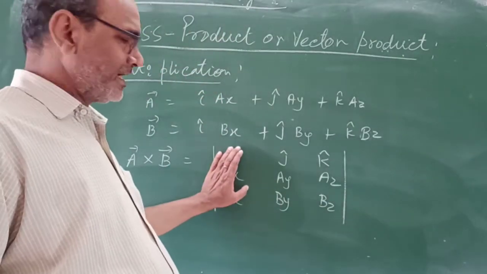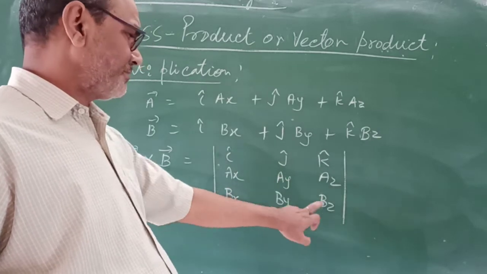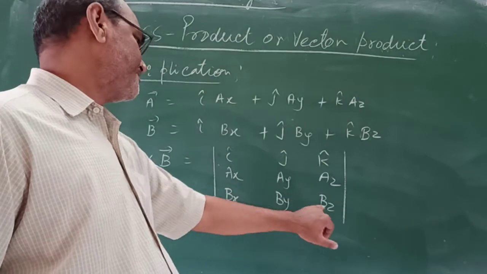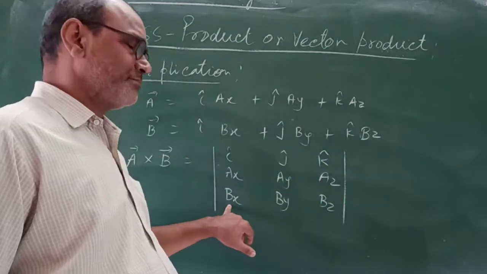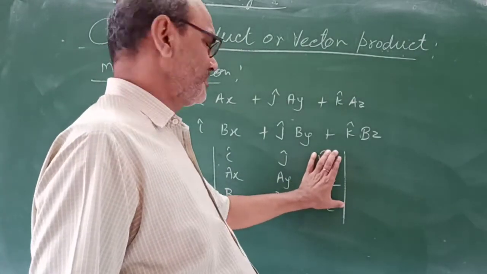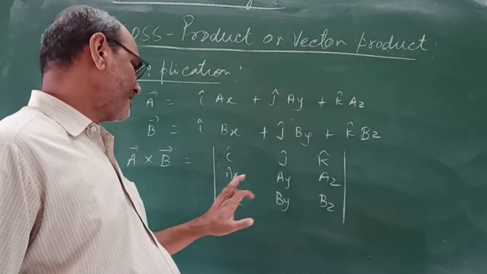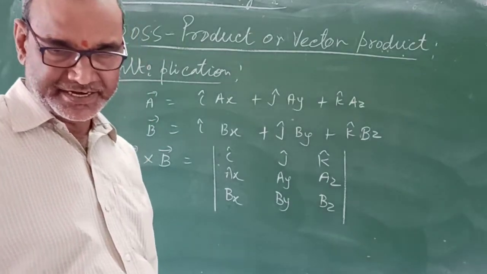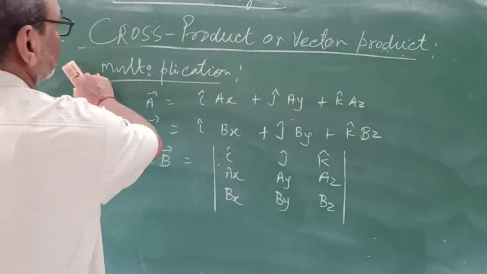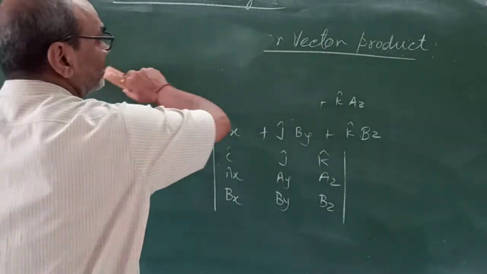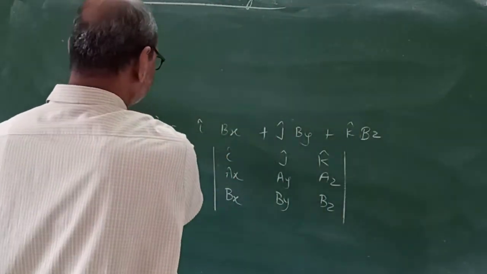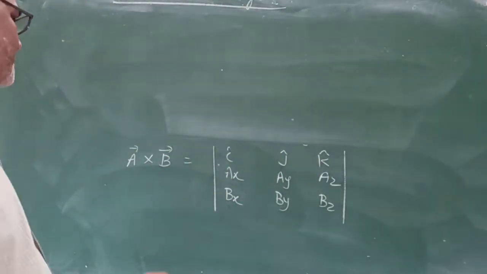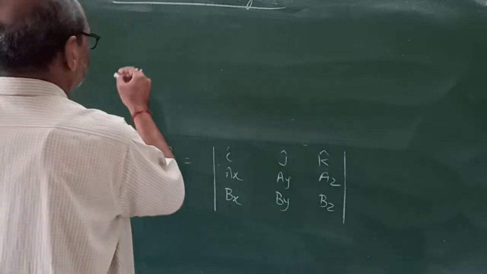Well, I multiply, close it: ay bz minus az by. Minus j: ax bz minus az bx. Plus k: ax by minus ay bx. In this way we have to multiply it. Then we can write in this way for your understanding. We can write first of all in this way, then we can multiply. You do the practice by yourself.